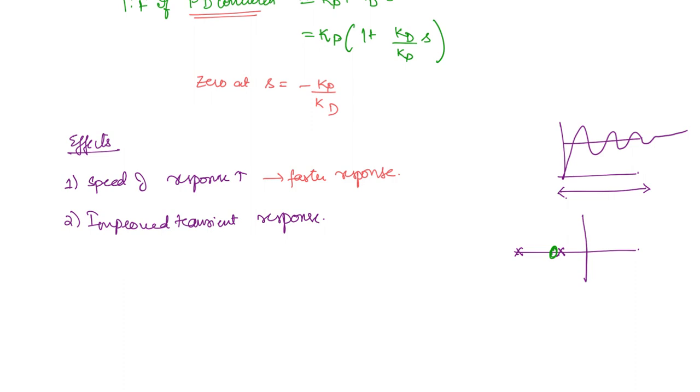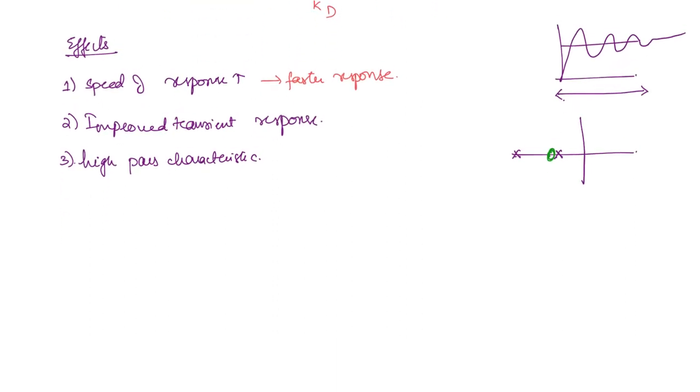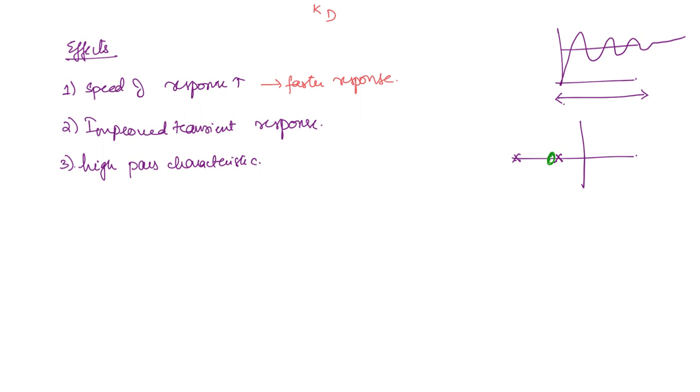Okay, so the next effect is, it has a high pass characteristic. So what is meant by a high pass characteristic? It will allow only the higher frequencies to pass. For the lower frequencies, it will not give a satisfactory output.